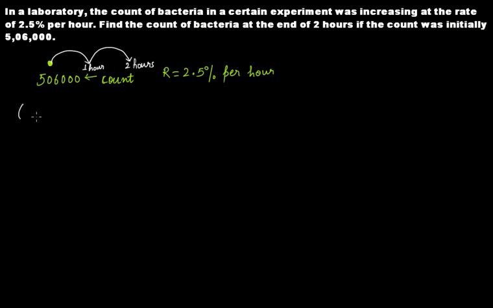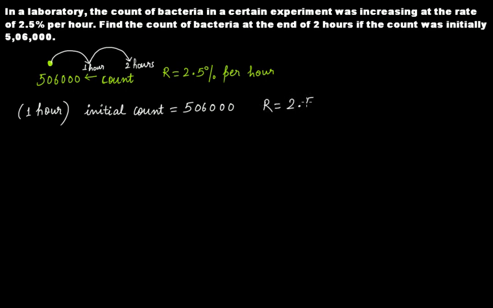So first you will calculate for the 1 hour. At the end of 1 hour, what will be the count? You start with 5,06,000. This is the initial count. So the initial count is 5,06,000, and it is increasing at the rate of 2.5%.